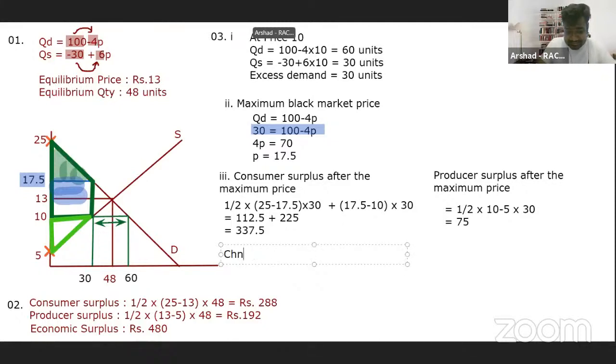Guys, how do you get a change? It's always the consumer surplus after minus the consumer surplus before. So consumer surplus after is 337.5. The consumer surplus before is how much? It's 288. So what has happened to consumer surplus? It increases by how much? 49.5. Yes, that's your change in consumer surplus.